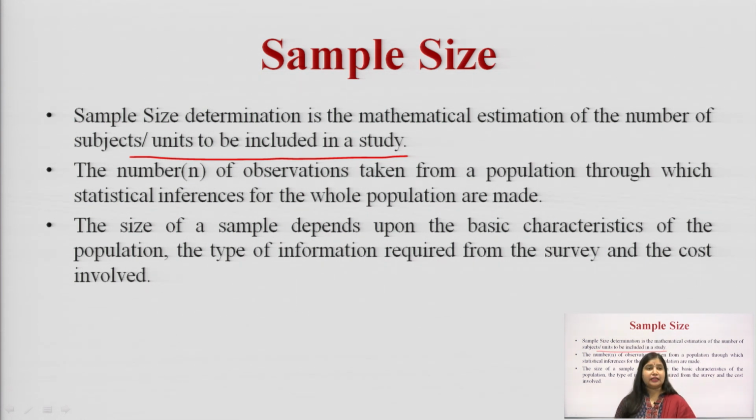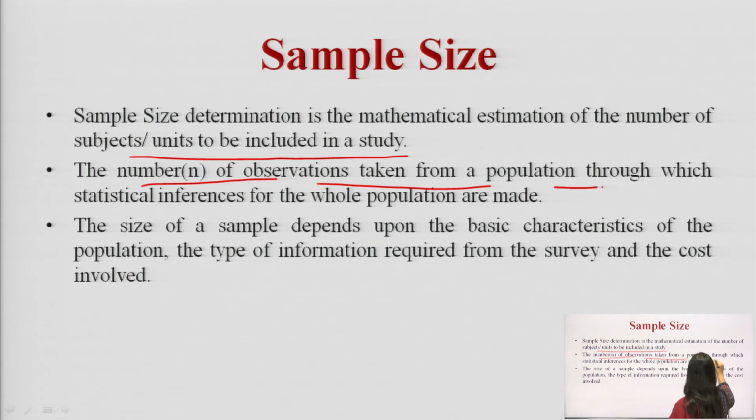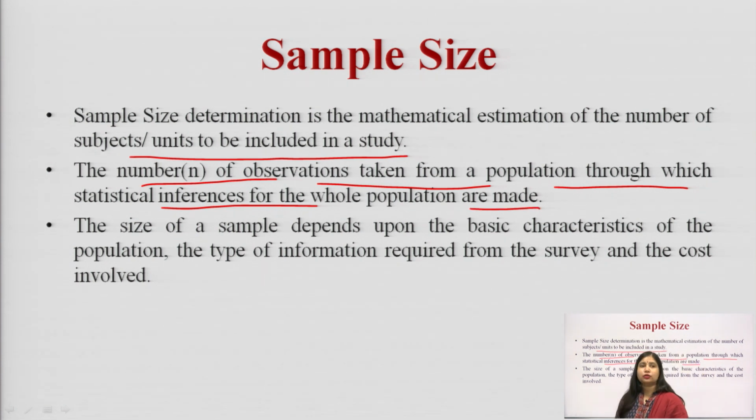Sample size basically means the number of observations. Sample size represents the number of observations taken from the population, through which statistical inferences for the whole population are made. It shows the number of observations from the population, through which we make inferences about the whole population. It means they show what the whole population is going to think or respond.